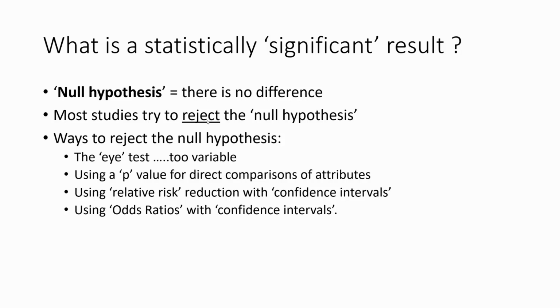So what we'll go through is what a p-value is when you're comparing attributes in a study. We'll look at ways to calculate relative risk as well as confidence intervals, and then look lastly at odds ratios in association with confidence intervals.